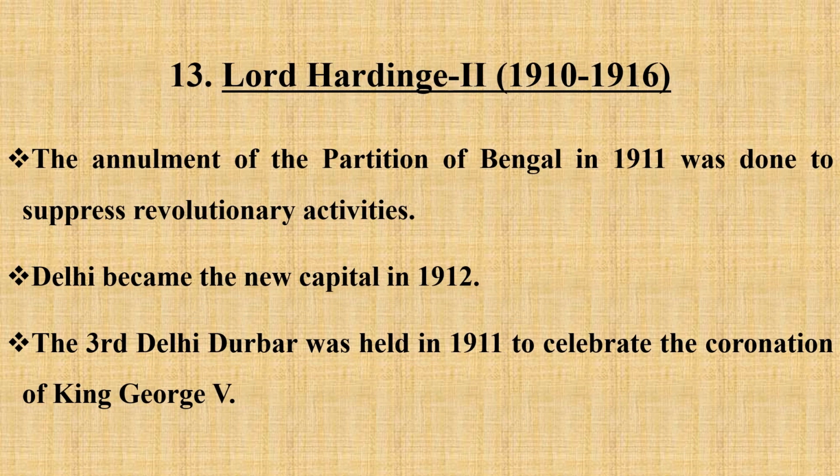Lord Hardinge II, 1910 to 1916. The annulment of the partition of Bengal in 1911 was done to suppress revolutionary activities. Delhi became the new capital in 1912. The Third Delhi Durbar was held in 1911 to celebrate the coronation of King George V.